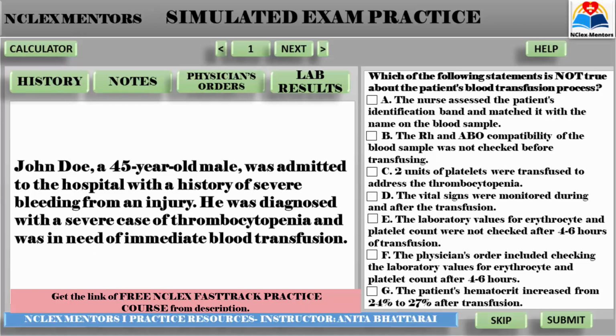C. 2 units of platelets were transfused to address the thrombocytopenia. D. The vital signs were monitored during and after the transfusion. E. The laboratory values for erythrocyte and platelet count were not checked after 4 to 6 hours of transfusion. F. The physician's order included checking the laboratory values for erythrocyte and platelet count after 4 to 6 hours. G. The patient's hematocrit increased from 24% to 27% after transfusion. Take your time.